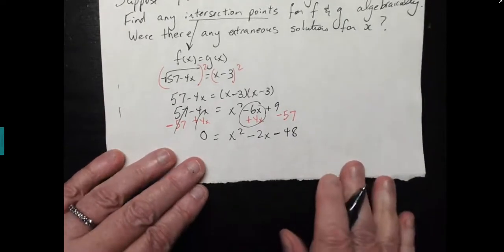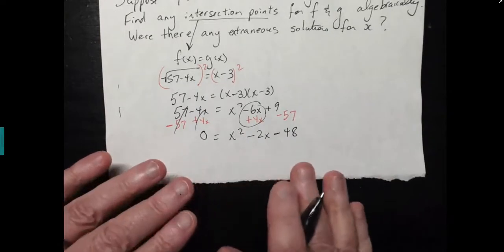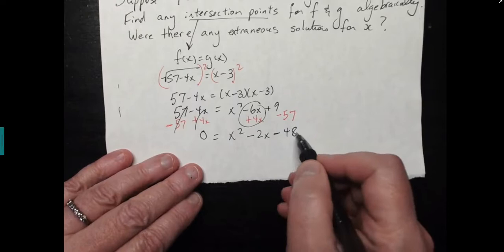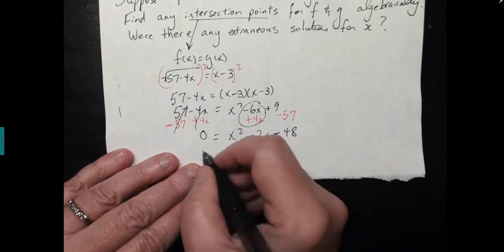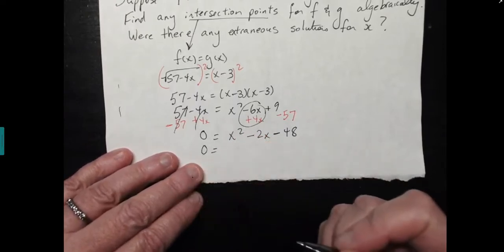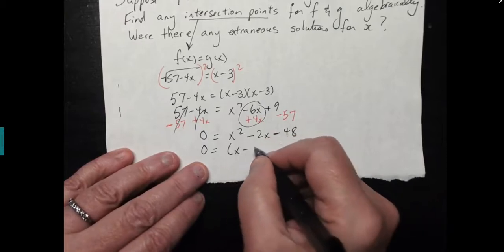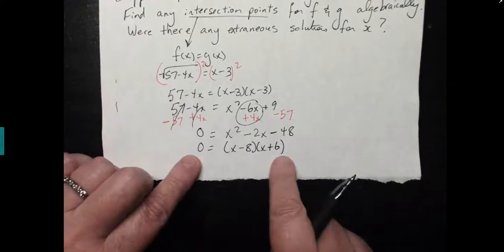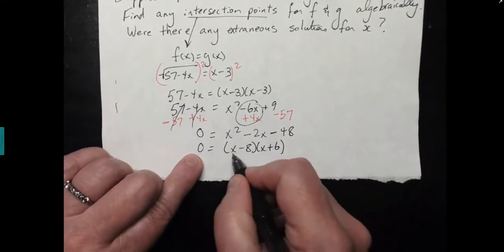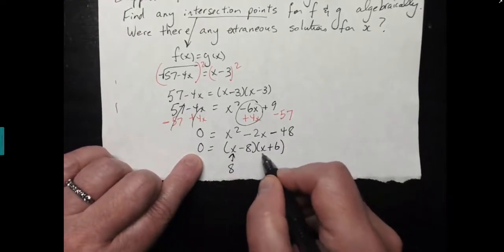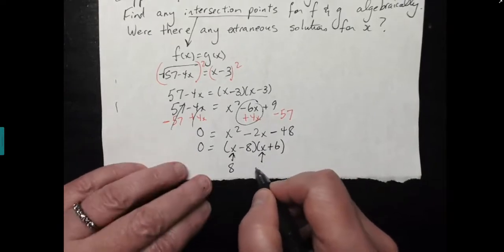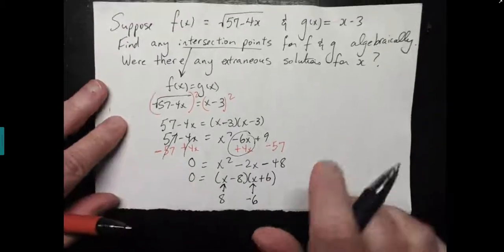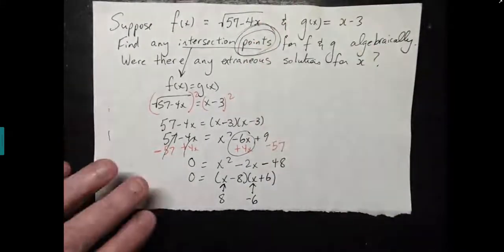Now, can I factor this? If you can't factor it, you can use the quadratic formula. Two numbers that multiply together to give me negative 48, but add up together to give me negative 2, are negative 8 and positive 6. And the solutions for this equation are x is equal to 8 and x is equal to negative 6. So I have potential x coordinates of any intersection points, but I've got to give the points.